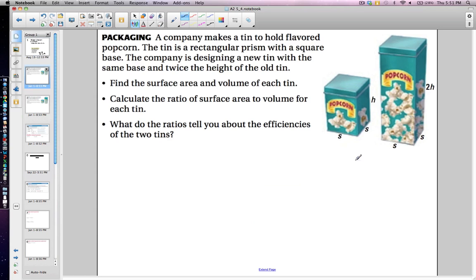So a type of problem I might use this for, so here again we have a company making packaging, and they've got this old packaging, and then they're going to do this new packaging, and they've decided that the new packaging is going to be the same bottom but twice as high. And we're going to talk about the surface area versus the volume, and we're going to look at how efficient it is. So we're going to create a ratio between the volume and the surface area. So how much surface area do you get for a certain amount of volume will have to do with efficiency. Depending on which I put in the numerator, then that will change how I evaluate efficiency as well.